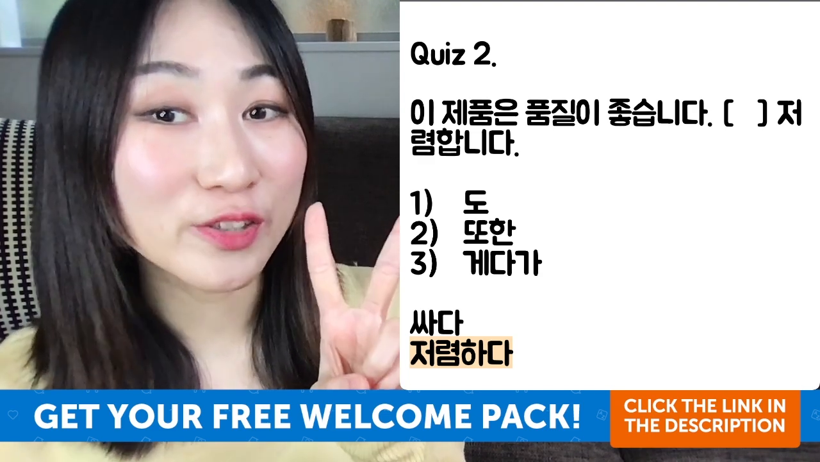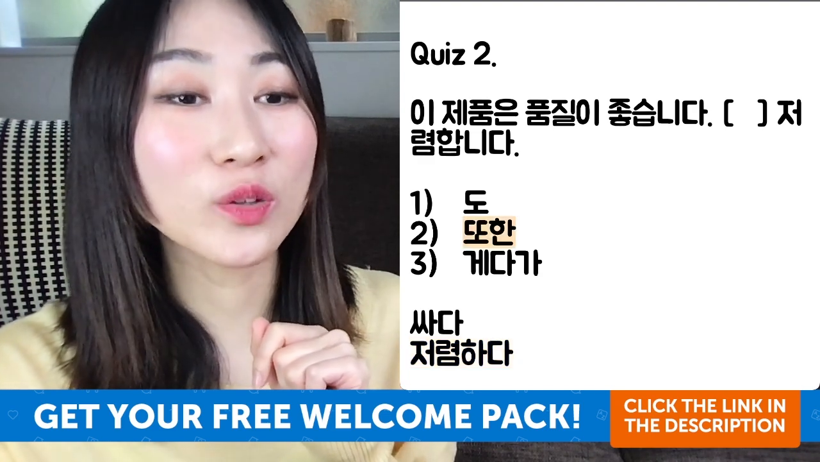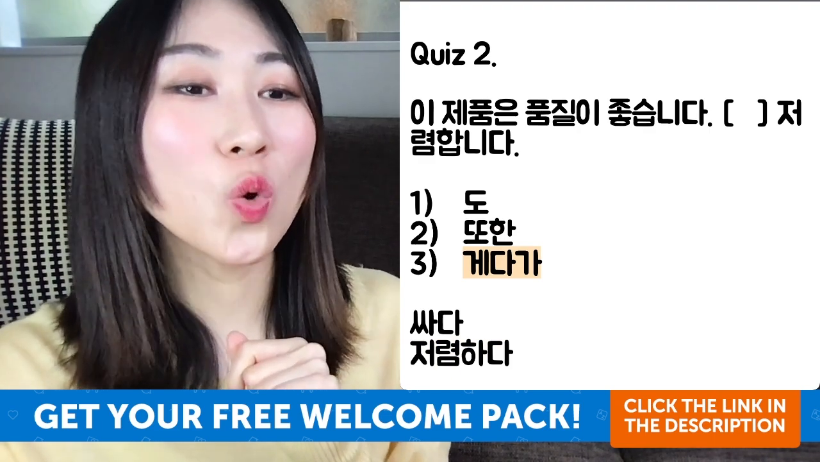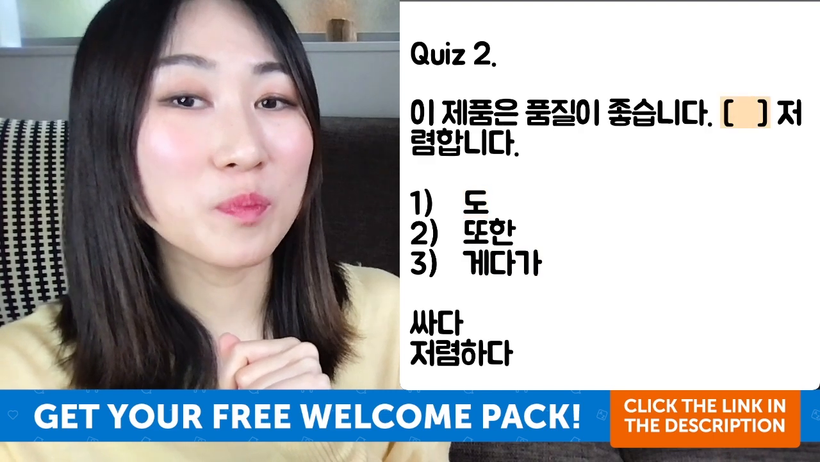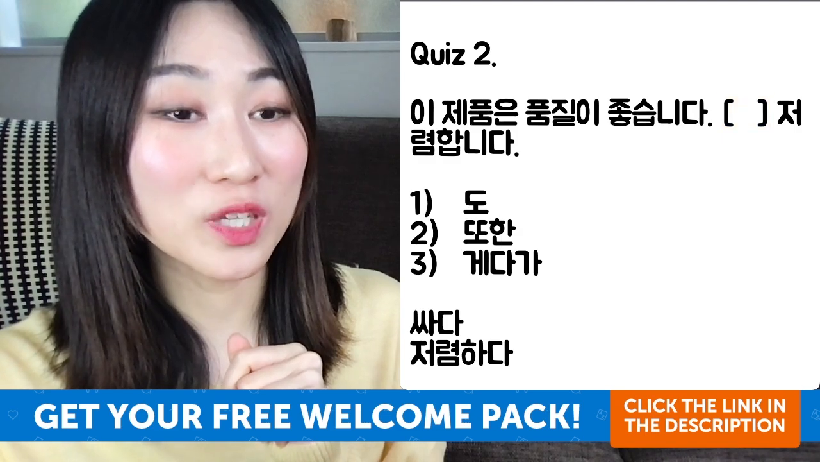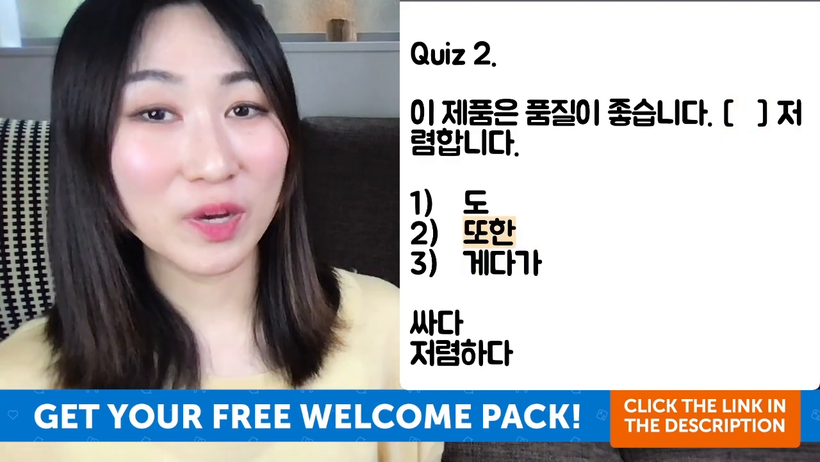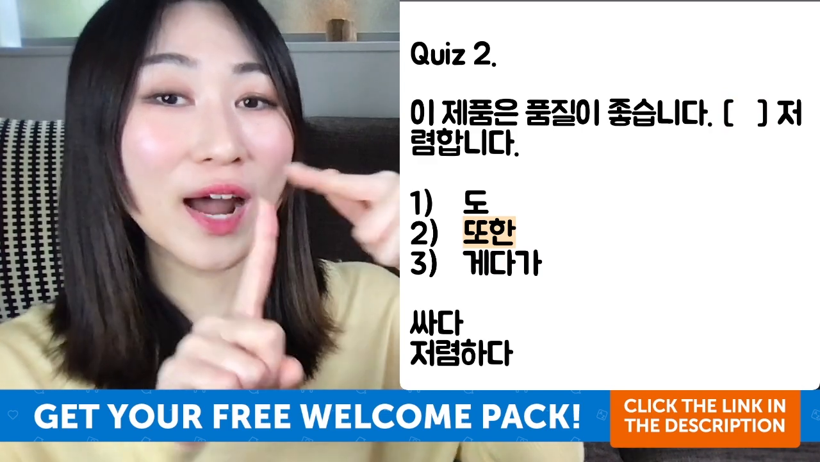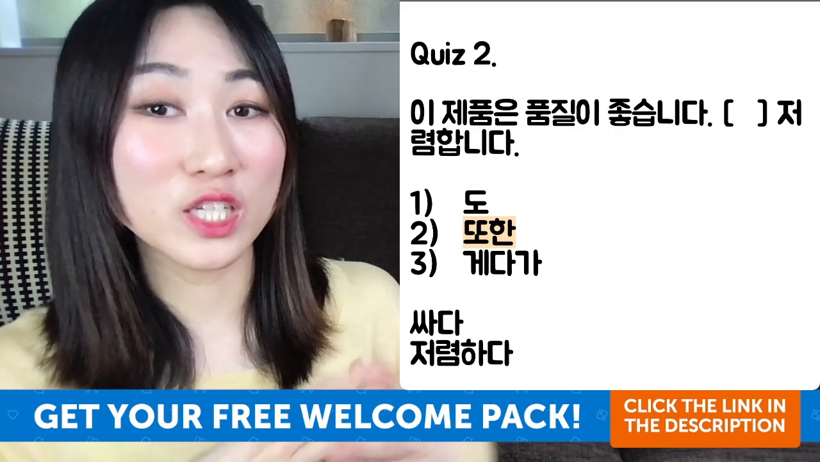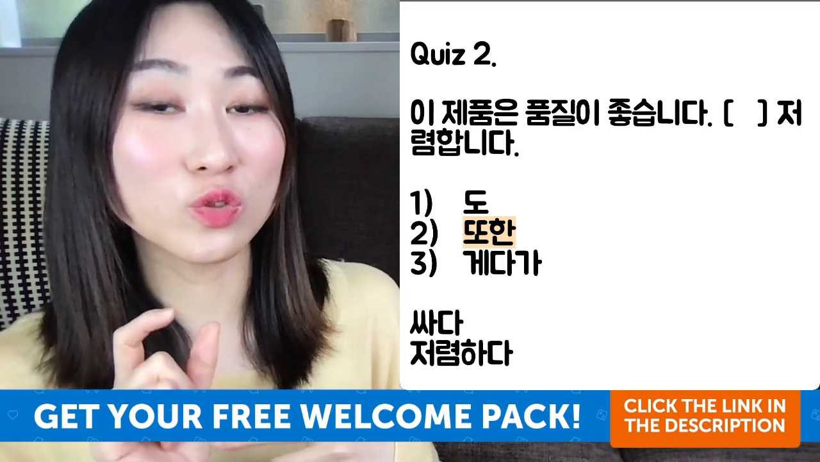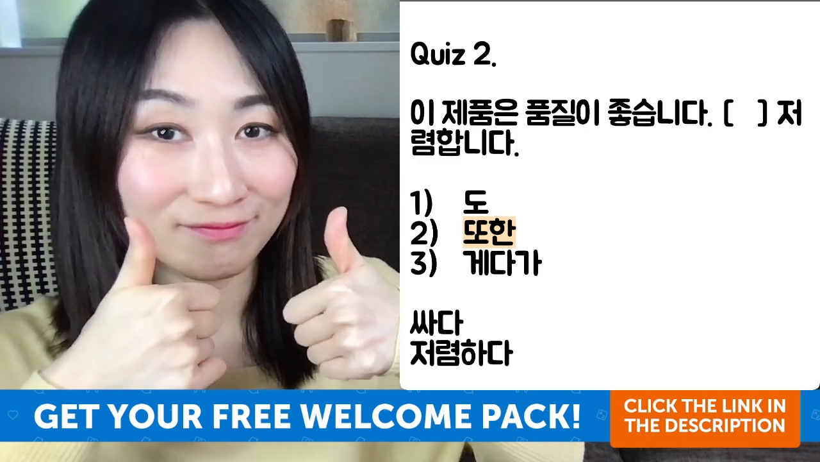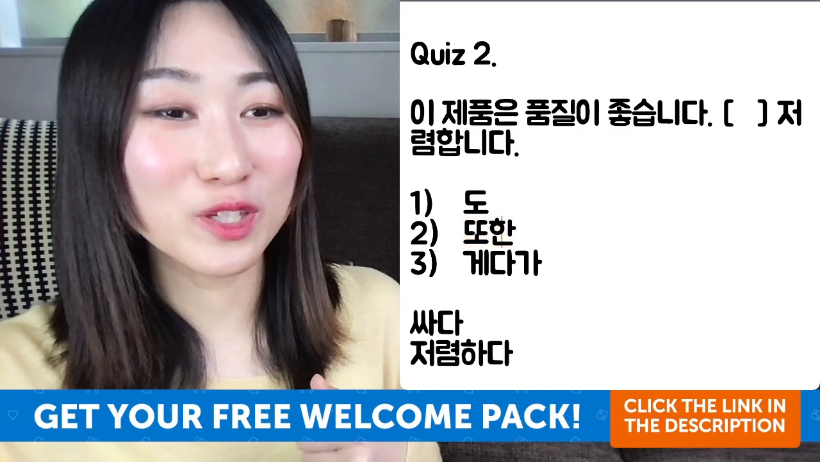Actually, there are two answers. 또한 or 게다가. 게다가 is because 또 cannot be used at the beginning of the sentence, right? So it should be either 또한 or 게다가. By the way, 게다가 can be used for writing, formal form, or in colloquial speech too, in daily conversation too, while 또한 is only used for written and formal form. Okay, good. So the answer is number 2 and 3.